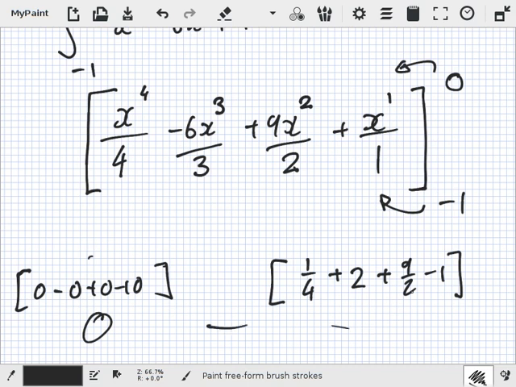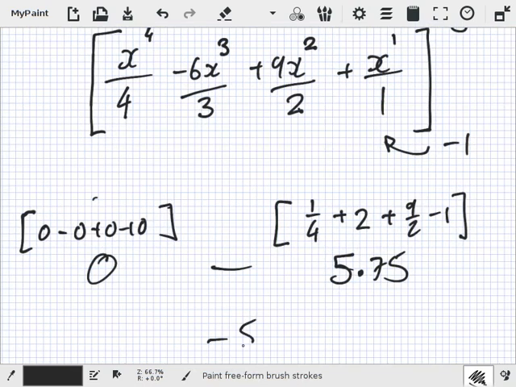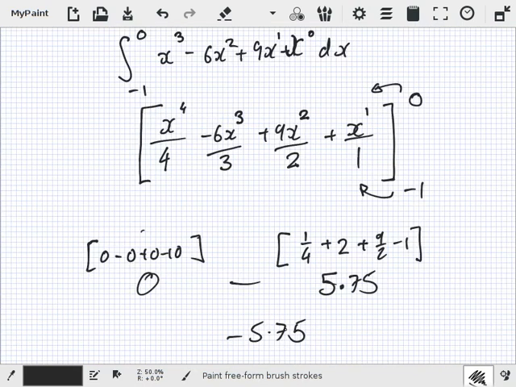Can you type that in? Tell me what you get. 2 1/4 plus 4.5, 6.75, 5. Is it 5.75? You can tell me. It is? Wonderful. Well, this is easy to subtract, so the answer is minus 5.75. Yeah. That's part A.